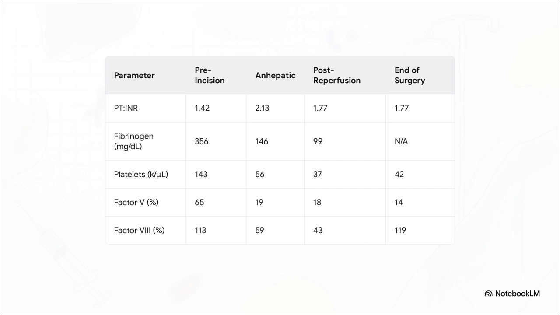But now contrast that with factor 8. It also drops, but by the end of surgery, it has rebounded all the way back up to 119%, while factor V remains profoundly deficient. This again highlights that persistent prothrombotic potential lurking underneath. And you can see the physiological toll in the metabolic acidosis, with our lactate peaking at 6.2 and the base excess dropping to nearly -10 post-reperfusion.